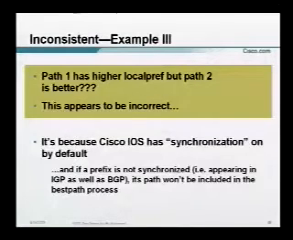The third one is only peculiar to my dear employer. Path 1 is higher local preference, but path 2 is better, always. Because iOS has synchronization on by default. I mean, synchronization is an ancient historical thing that's still there by default, unfortunately. And basically, if a prefix is not synchronized, in other words, it doesn't appear in the IGP as well as in BGP, it's not going to be considered for the best path process.